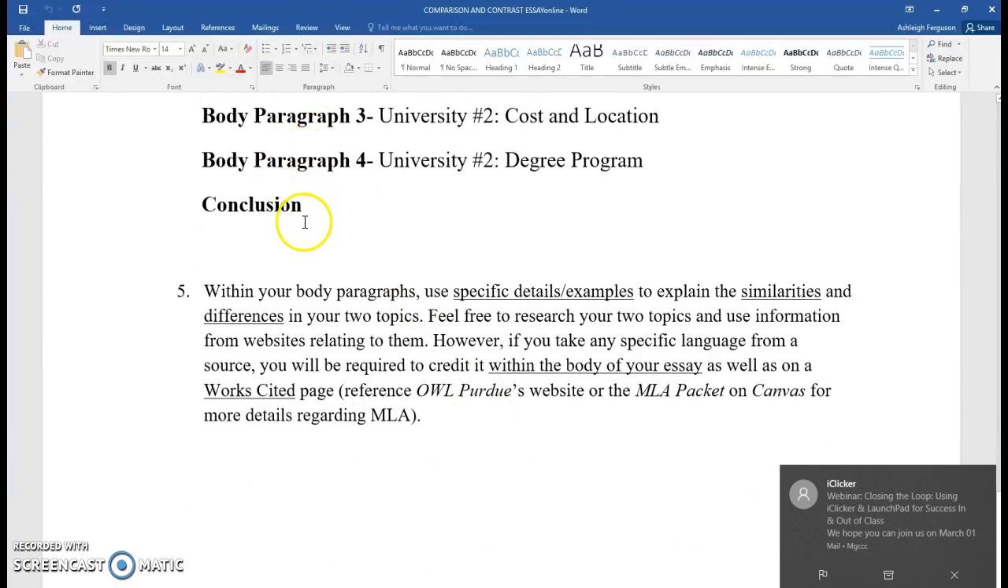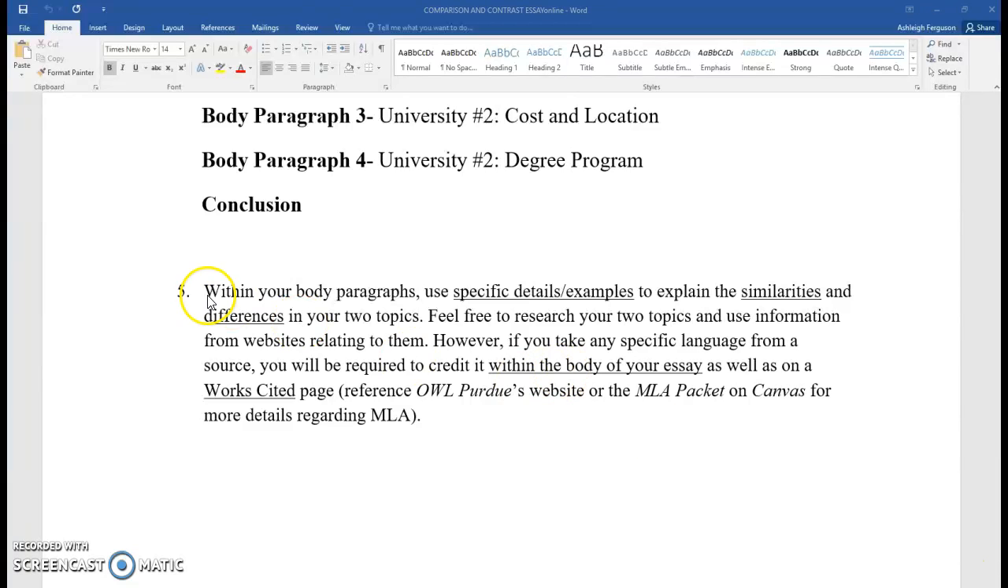Also, please ensure that you have great details and examples about those similarities and differences. Again, remember, you know those examples because we talked about them with the example illustration essay. Don't just use personal examples, use some typical cases, some hypothetical, some generalized examples in your work. If you do take research, make sure that you have a works cited page.